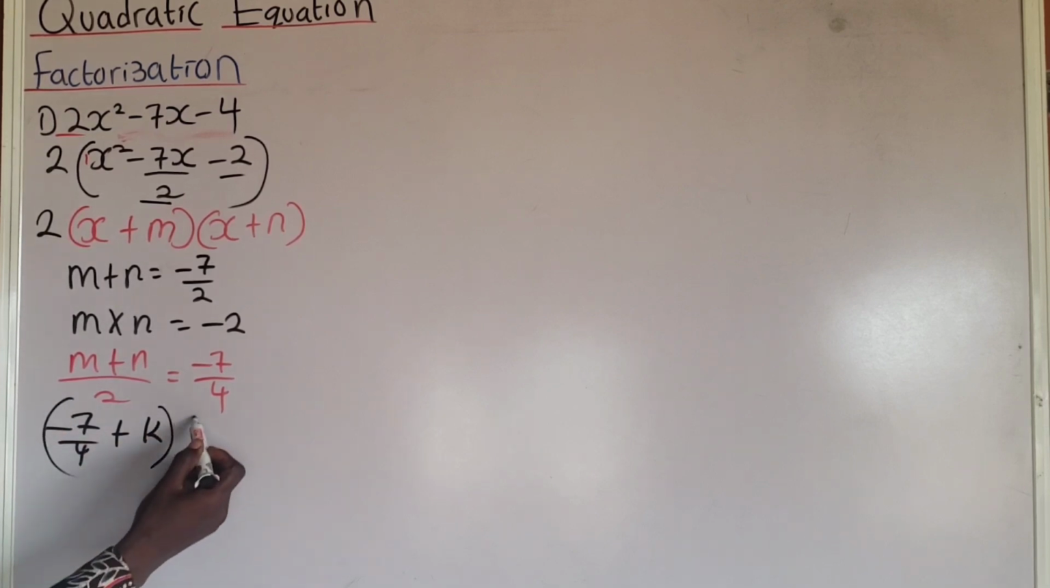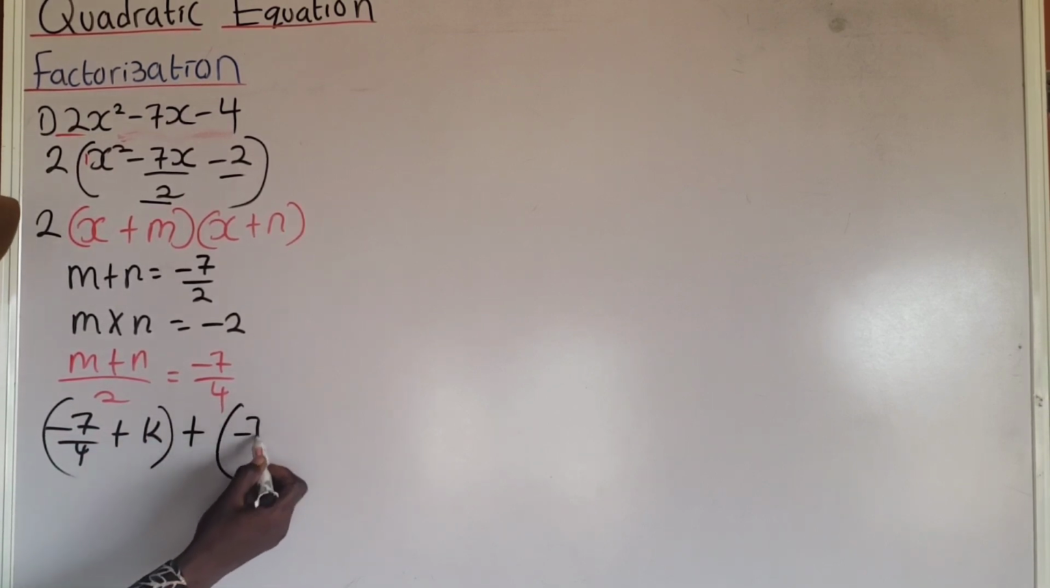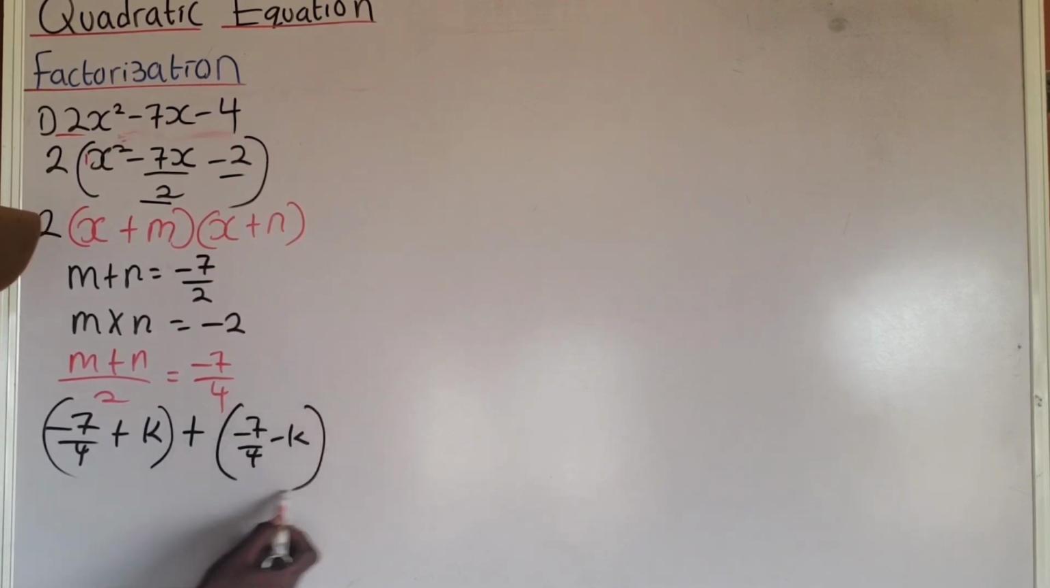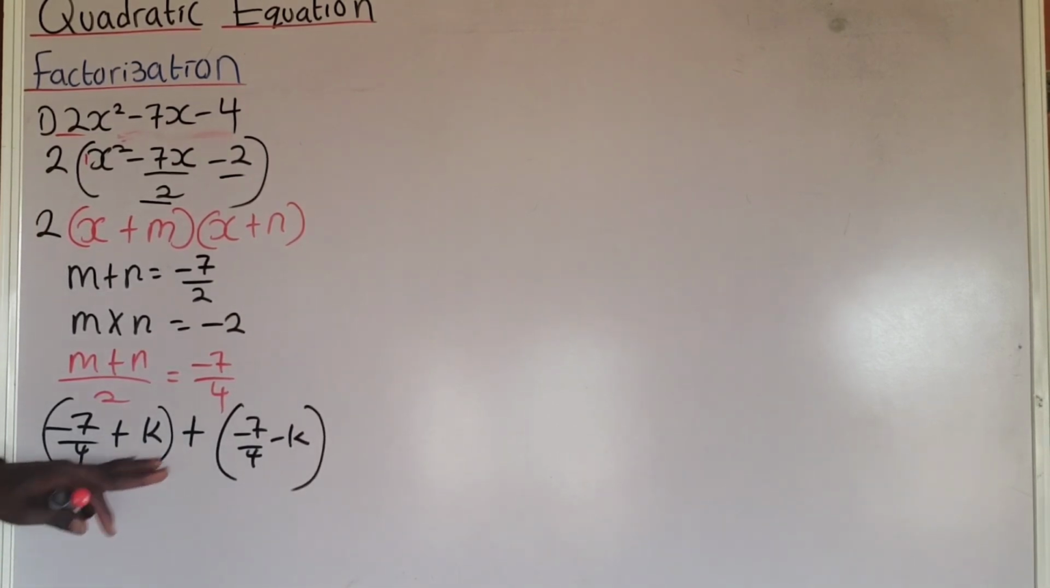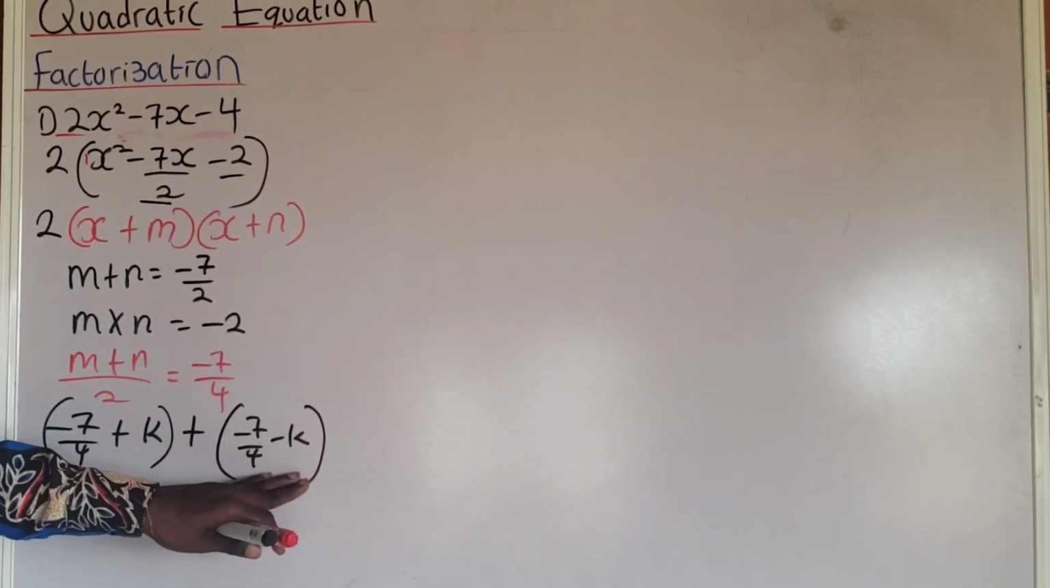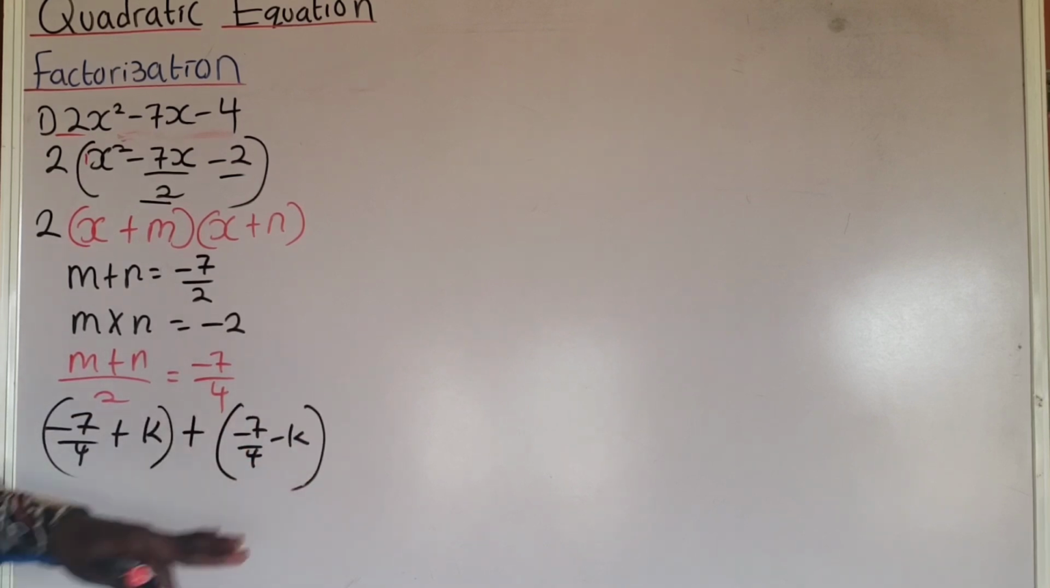Then you have to decrease it. You have to sum it. Negative 7 over 4 minus k. You have to increase it by a constant and decrease it by a constant, the same constant. So then sum both of them together, because you are dealing with sum now.